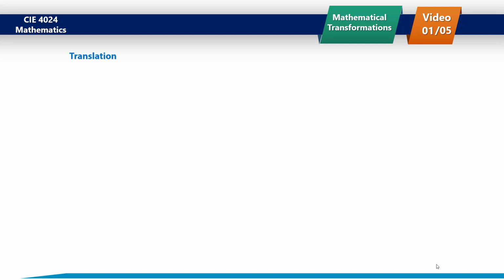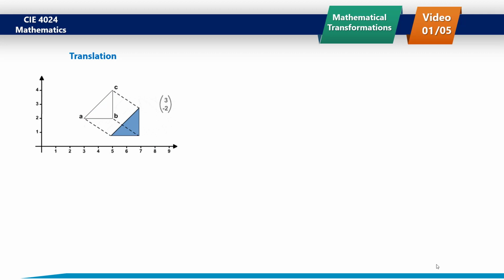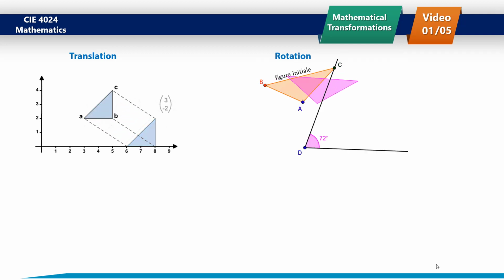The first is translation. Translation is when an object is translated or moved along the x and y axis in some direction. So here in the picture shown, you can see that an object, a triangle, is transforming, and the transformation is translation. The second type of transformation is rotation. In rotation, an object is rotated through certain degrees, and the shape and size remain the same. In translation, the shape and size remain the same as well.